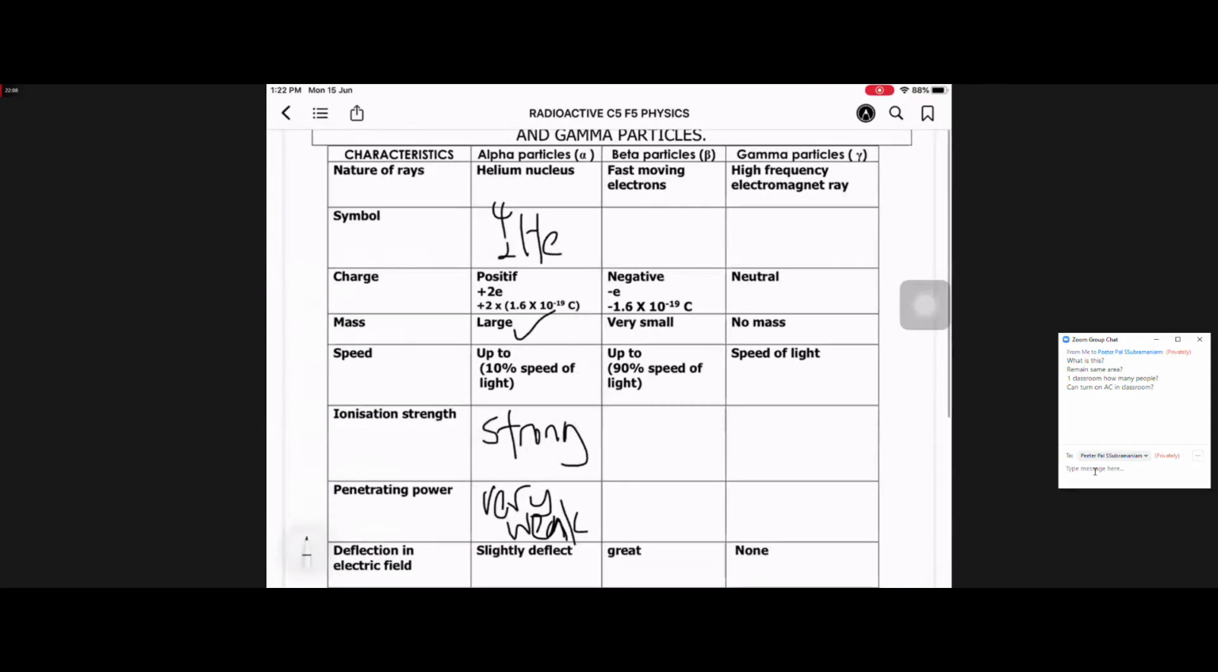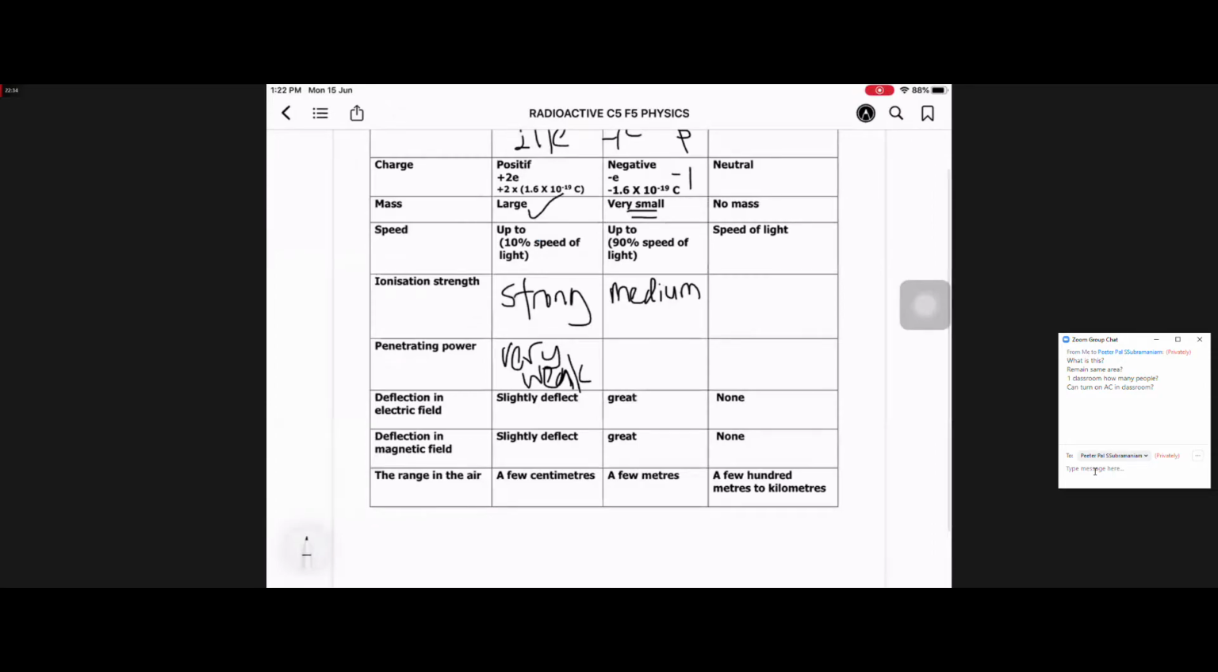Beta symbol, it's beta, so it's an electron, 0, -1, beta. High-speed electron from the nucleus, charge is -1. Mass is very small, almost none. Can move up to 90% the speed of light. Ionization strength is medium. It's not as strong as alpha, but less than alpha. Penetrating power also medium, better than alpha. And then deflection in electric field is great because as electrons are flying through air, it's actually current. So once they're moving, they're actually creating current. Deflection in electric field also very strong. The range, a few meters.